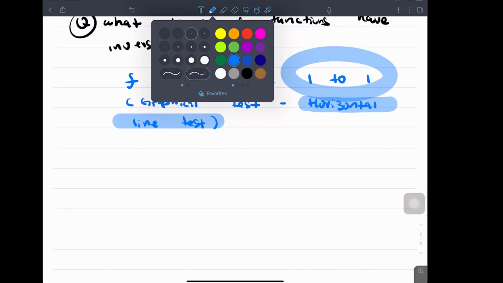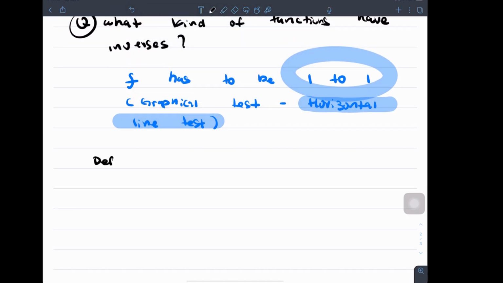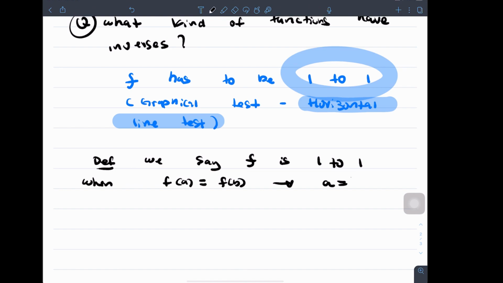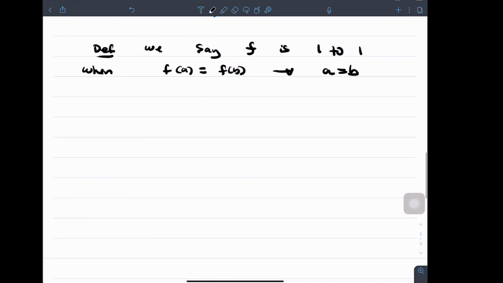Here's a classic failure. And by the way, I'm going to give you guys a formal definition for being 1 to 1. There are actually 2 definitions. We say f is 1 to 1 if, when f of A equals f of B, that implies A equals B, okay? This is really the definition of being a 1 to 1 function.